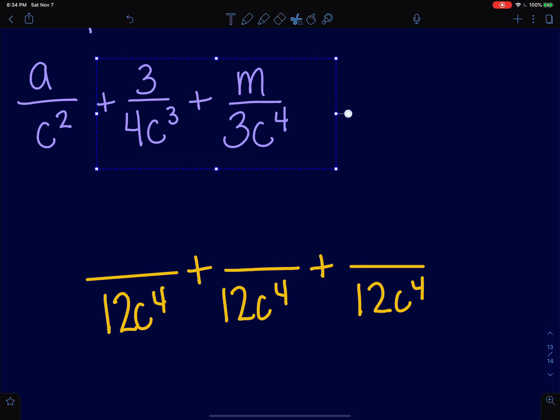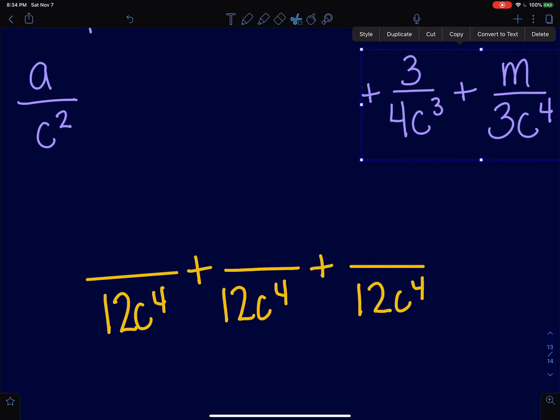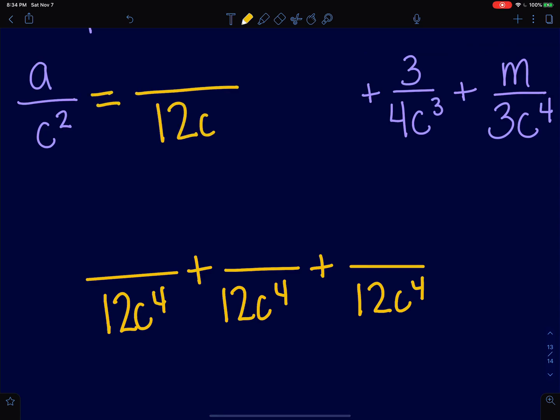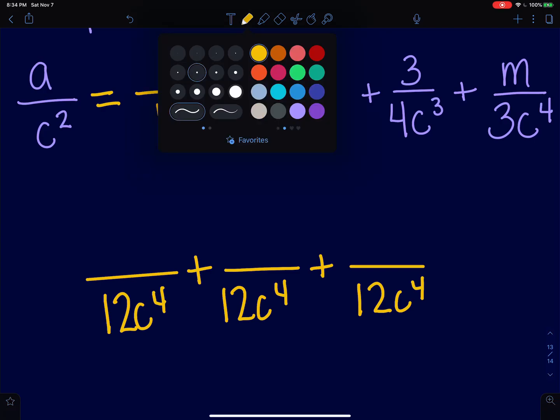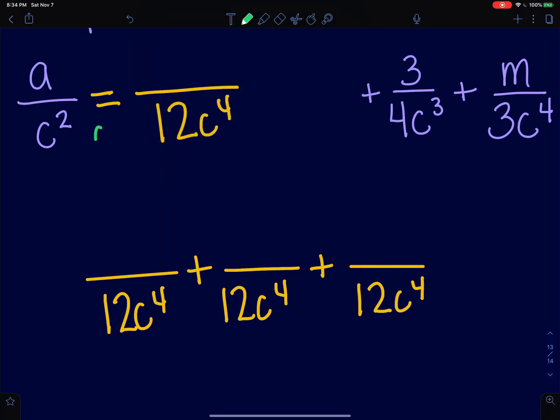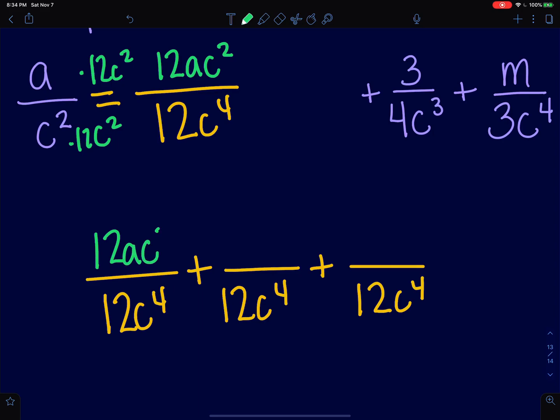Now, let's move these out of the way. What do I need to do to make this something over 12c to the 4th? Well, I need to add another c squared, and I need to add a 12. So not add, multiply. I need to multiply the top by 12c squared, which is going to be 12ac squared. So that's what I put here. Okay, erase.